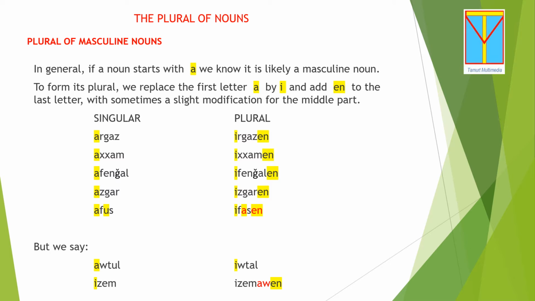Singular acham, plural ichamen. Singular afengel, the plural is ifengelen. The singular asger, the plural is geren. The singular afus, the plural ifassen. But we say awthul, iwthel, ism, ismawen.